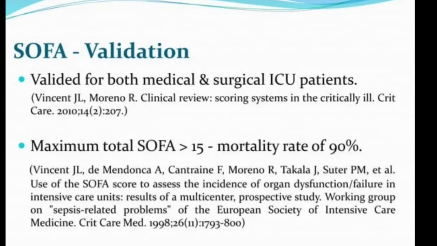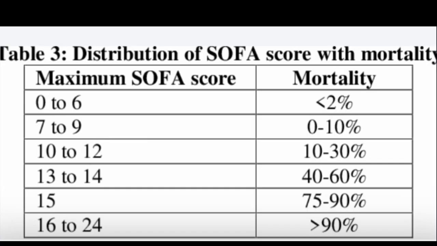SOFA score is validated for both medical and surgical ICU patients. If SOFA score is 0 to 6, mortality rate is less than 2%. 7 to 9 has a mortality rate of 0 to 10%. And 10 to 12 has a mortality rate of 10 to 30%. And SOFA score of 13 to 14 has a mortality rate of 40 to 60%. And SOFA score of 15 has a mortality rate of 75 to 90%. SOFA score of 16 to 24 has a mortality of greater than 90%.